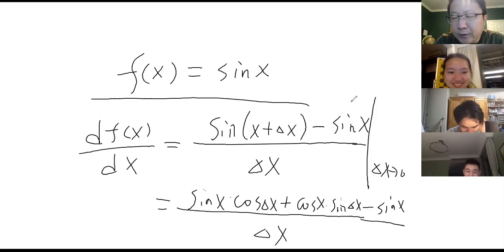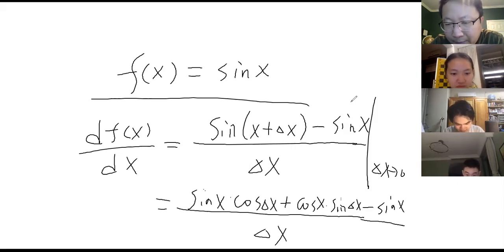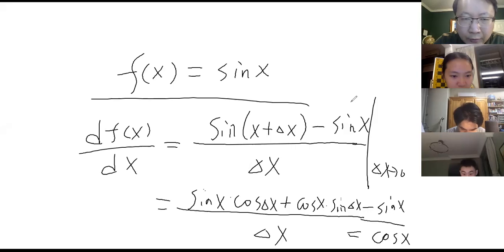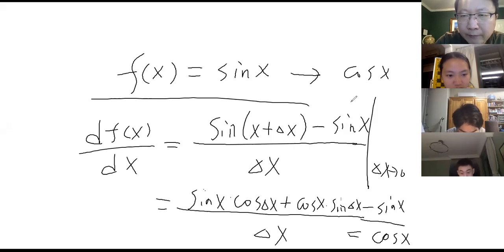So in this case, if you do this calculation, you split it into two different combinations. One is sine x times cosine delta x minus 1, divided by delta x, plus cosine x times sine delta x divided by delta x. When delta x goes to 0, I don't need to go over the proof here. Eventually this equals cosine x. So really it means the derivative of sine x is cosine x. Okay.